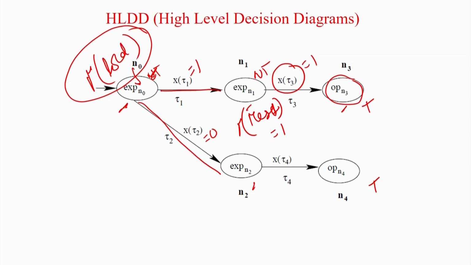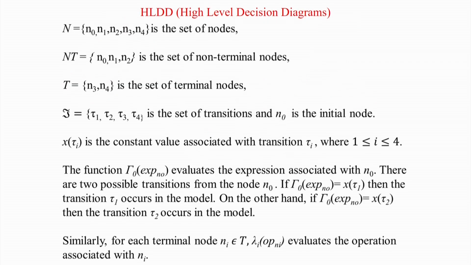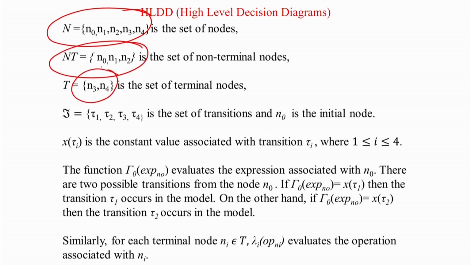Whenever you are going for verification, for any decision diagram representation, you have to go for the automata theory way of representing. This is just the example I have told you. It says what the set of nodes are: these are the set of non-terminal nodes, N3 and N4 are the set of terminal nodes. What are the transitions, what are the constant values: this xi is the constant value.